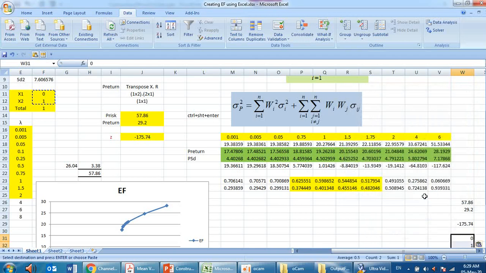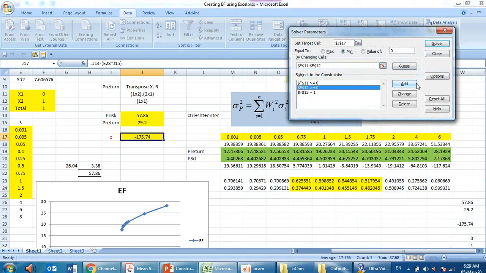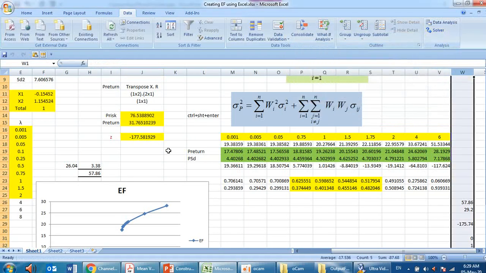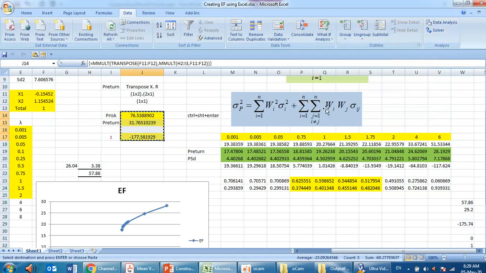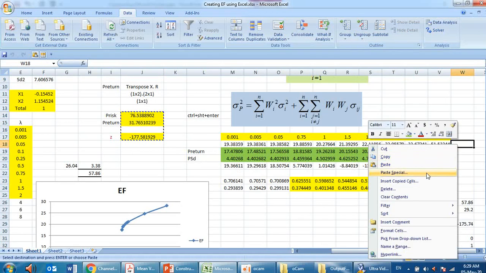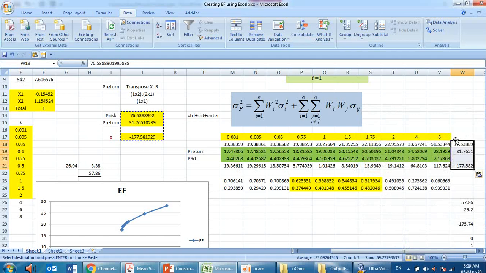In research you have to do a lot of comparison. Now what I do, I remove the short sales constraint. Short sales not allowed has been removed, so now short sales are allowed. Now I'll solve it, and the answer is there. If you copy that over here, these are the weights you are getting.